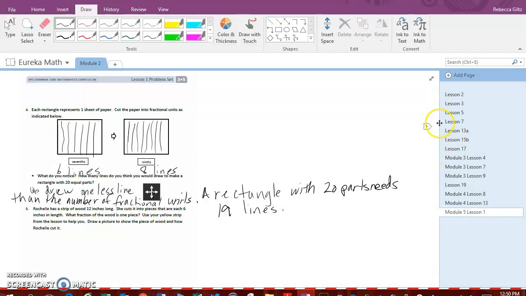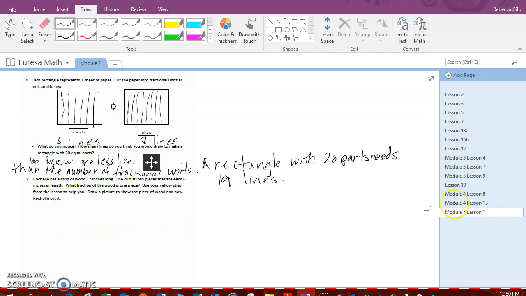All right. Once you have that, you can go on to the last question, number 5. It says, Rochelle has a strip of wood 12 inches long. She cuts it into pieces that are each 6 inches in length. What fraction of the wood is 1 piece? And it says, use your yellow strip from the lesson to help you. What they're talking about is your fraction pieces that you made on Wednesday. So ours are that green color. Draw a picture to show the piece of wood and how Rochelle cut it.